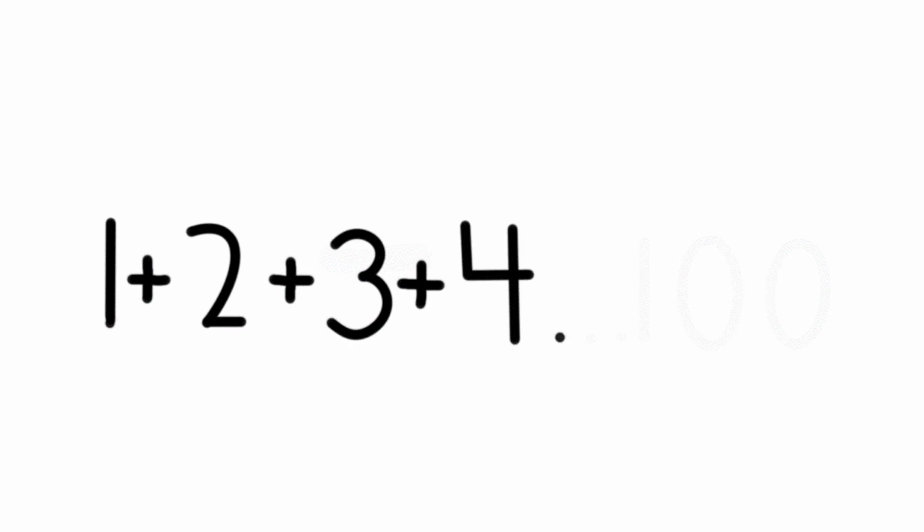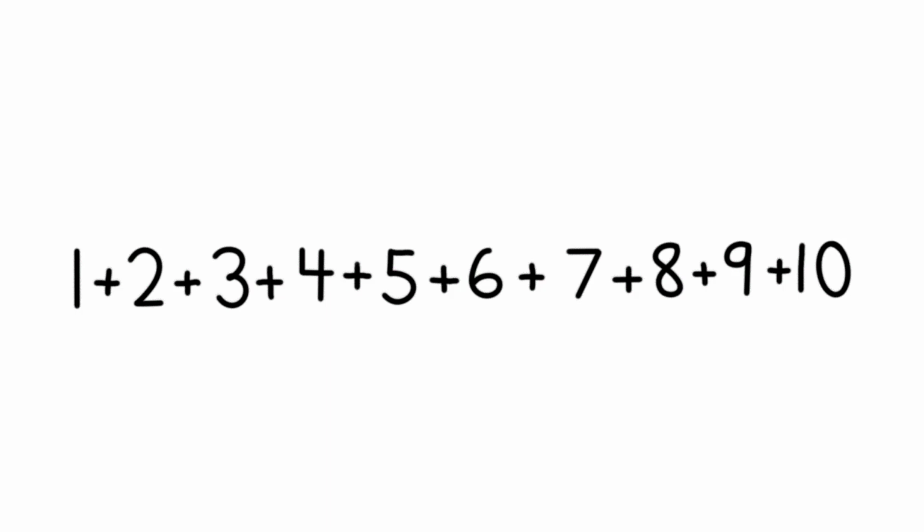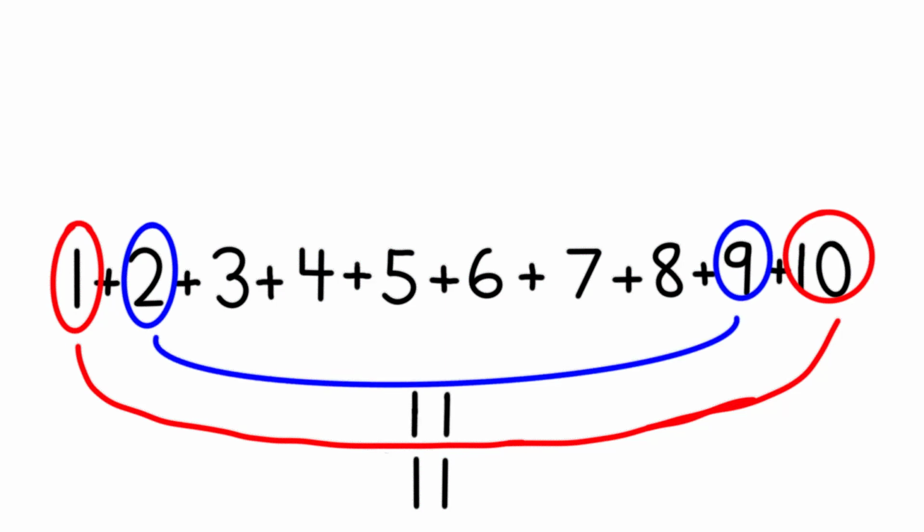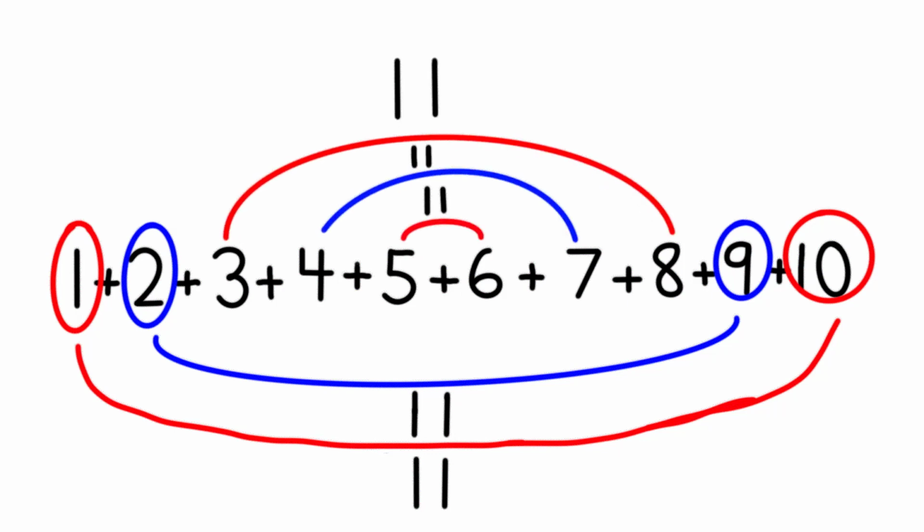So how did Carl do it? To understand this, let's start out with smaller numbers, like 1 plus 2 plus 3 plus 4 plus 5, all the way to 10. First, we need to find the sum of the first number and the last number, which is 1 and 10. The sum is 11. Now, let's move on to the second number and the second last number, which is 2 and 9. As you can see, the sum is 11 again. And it will continue being 11 for 3 and 8, 4 and 7, and 5 and 6.